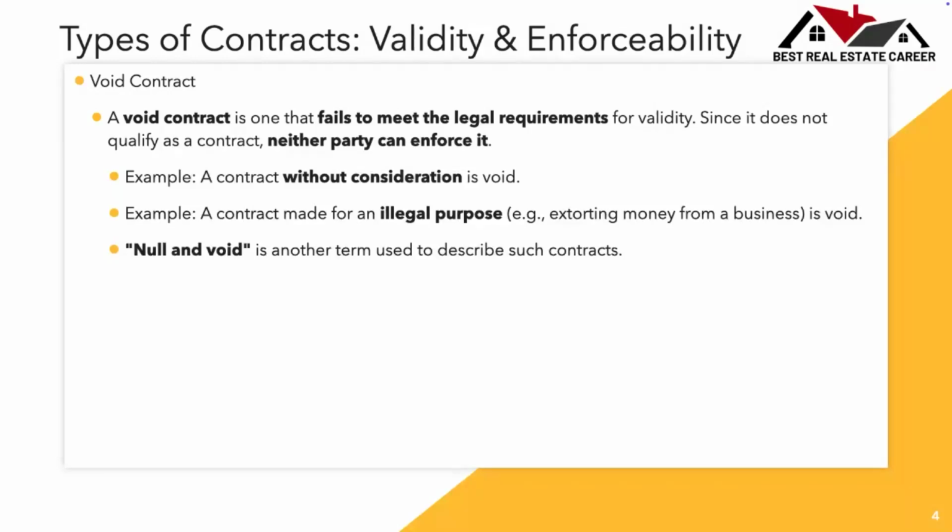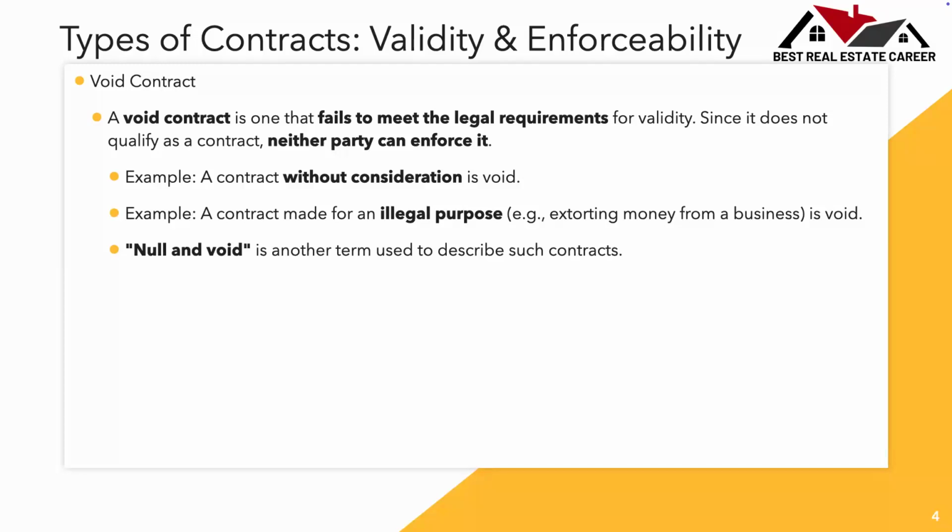Also, if it's for an illegal purpose, right? And we put this in here, so extorting money from a business would be void. For the most part, when we're talking about real estate, we're not going to really run into a whole lot of illegal purpose for real estate. And I guess it could show up. Another thing that we could see is null and void, which just means that the contract is void. That's all it is. So void contracts are missing one of the legal components that makes it a valid contract.